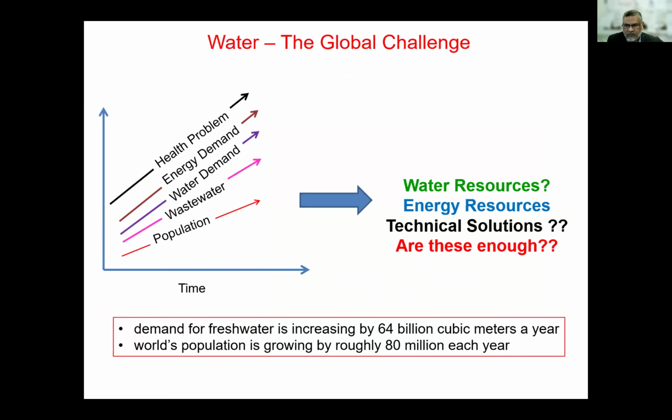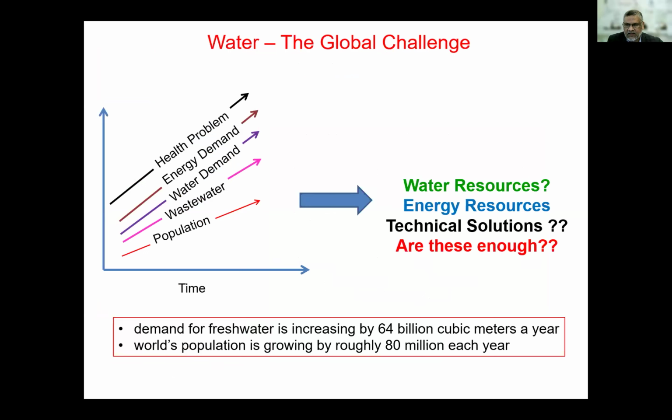So if we look at where we are, the population is growing, the water demand is growing, with that energy demand is growing, with that we are producing wastewater that is also growing, and our health problems are growing. So we have to look at what water resources we have. We have to look at what energy resources we have. We have to look at what technical solutions there are. The question is, is this enough?